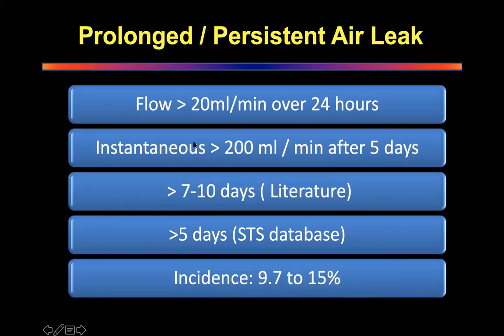The incidence of prolonged or persistent air leak is 9.7 to 15% of all air leaks. So we said that about 50 to 60% of patients have air leaks after thoracic surgery. Out of this 50%, about 9% will actually go on to become prolonged air leaks. Before we talk about air leaks, we must understand the grading of air leaks. There are 2 or 3 types of grading.